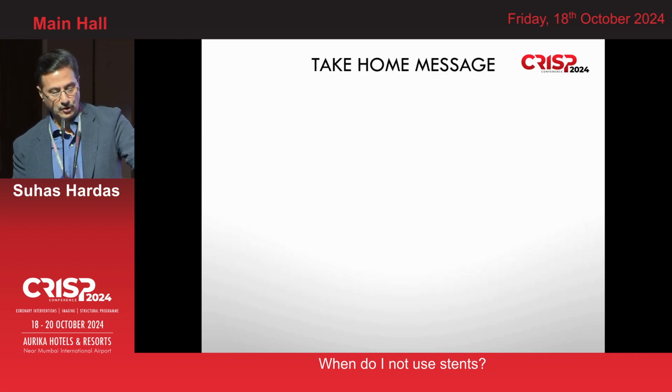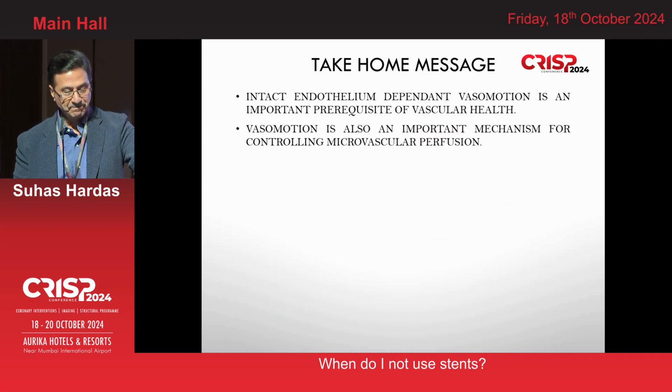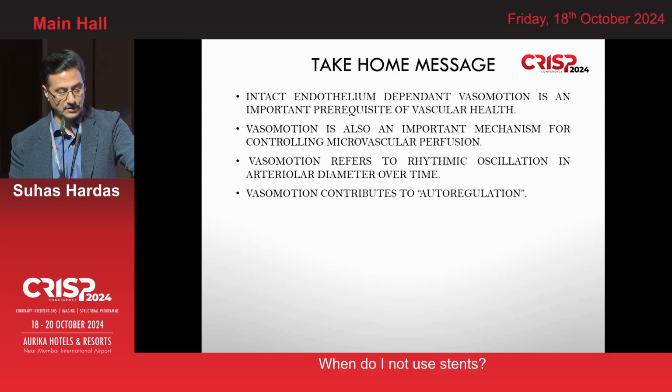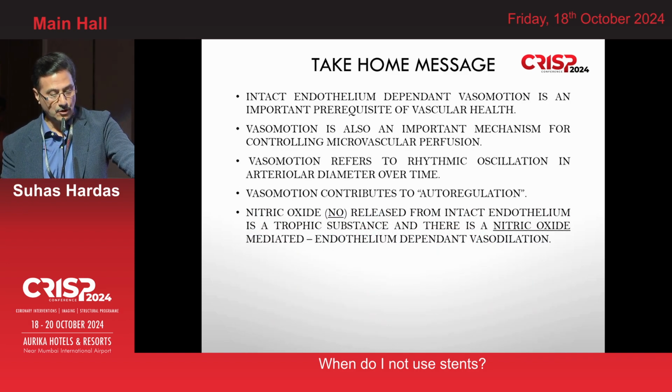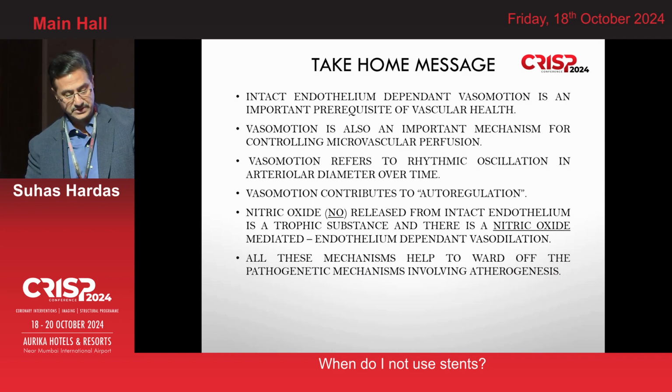Almost 10-year follow-up. The take-home messages are: intact endothelium-dependent vasomotion is an important prerequisite of vascular health. Vasomotion is also an important mechanism for controlling microvascular perfusion. Vasomotion refers to rhythmic oscillations in arteriolar diameters over a period of time. Vasomotion contributes to autoregulation. Nitric oxide released from intact endothelium is a trophic substance, and there is a nitric oxide mediated endothelium-dependent vasodilatation, which is very important, which may be lost post-stenting.